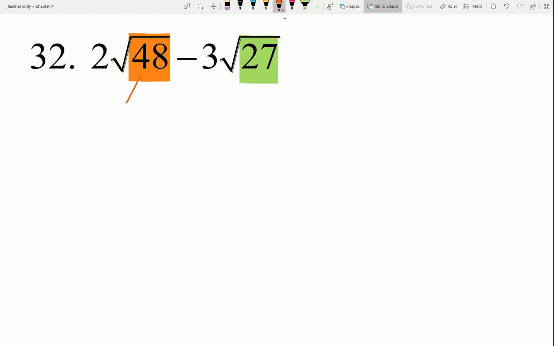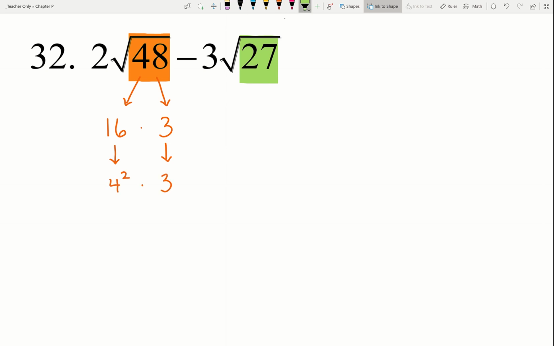How would we break up a 48? Well, we may need to look at that list of all of the perfect squares, figure out what the largest perfect square is that goes into 48. I believe that's going to be a 16. And so I could rewrite that 48 as 16 times 3. And the reason that I might want to do that is because 16 can be written as 4 squared, whereas 3 is going to have to stay the same.